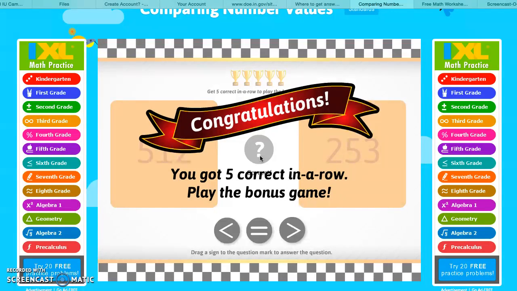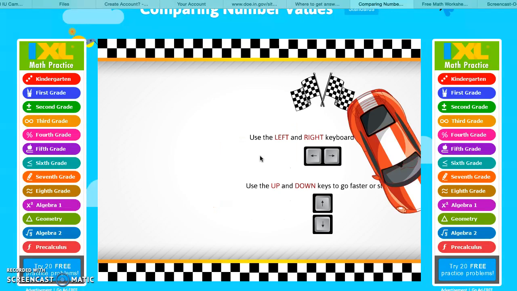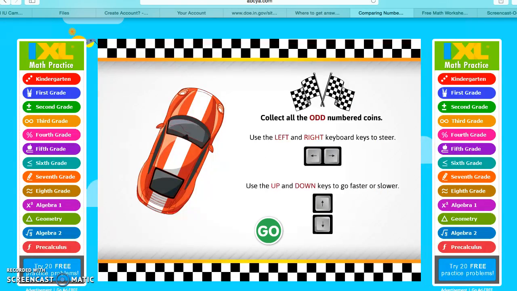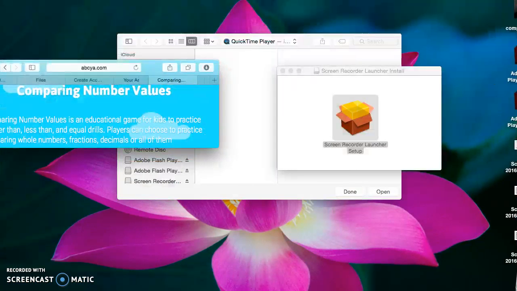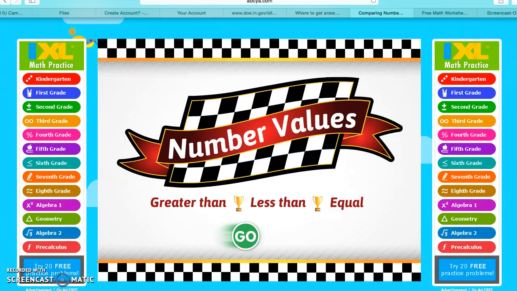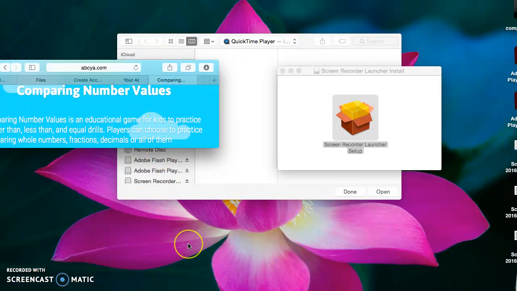Okay, we can play the bonus game if we would like. Bonus game. Collect all the odd numbered coins. Okay, so yes, we're just going to do that part. But now that you see Raceway number values, here, I'll exit out.